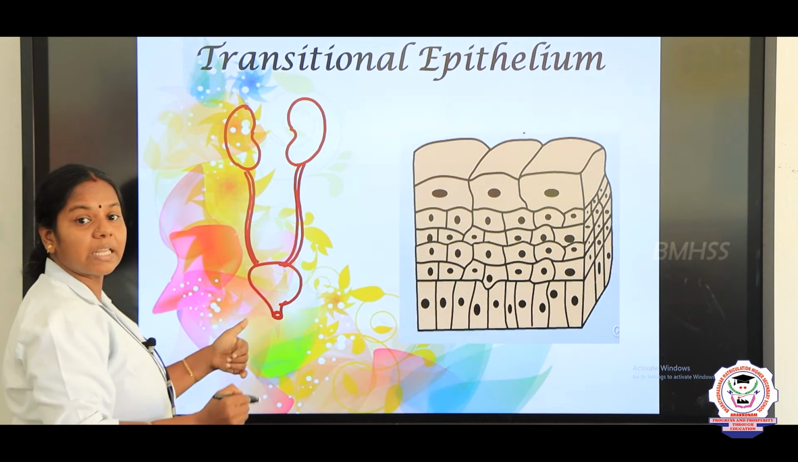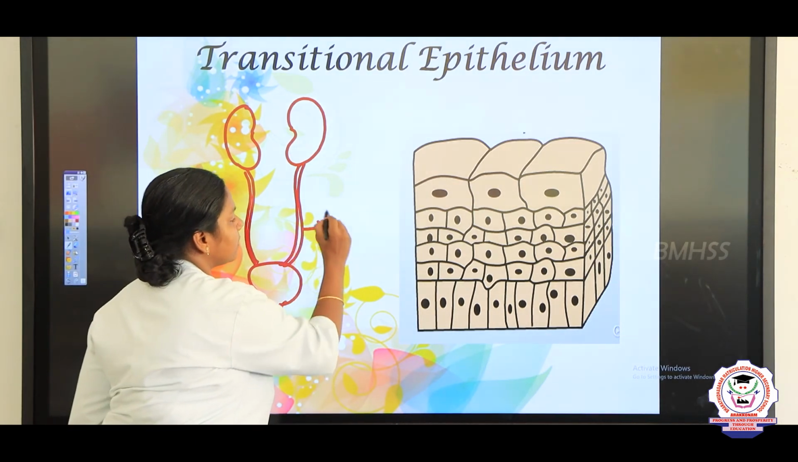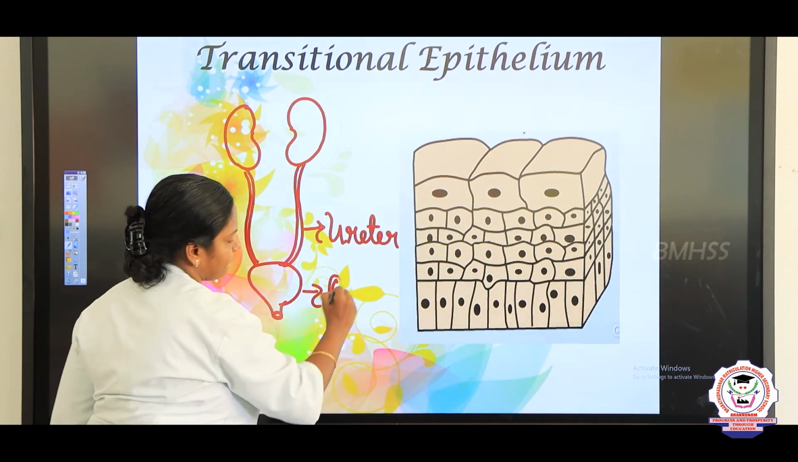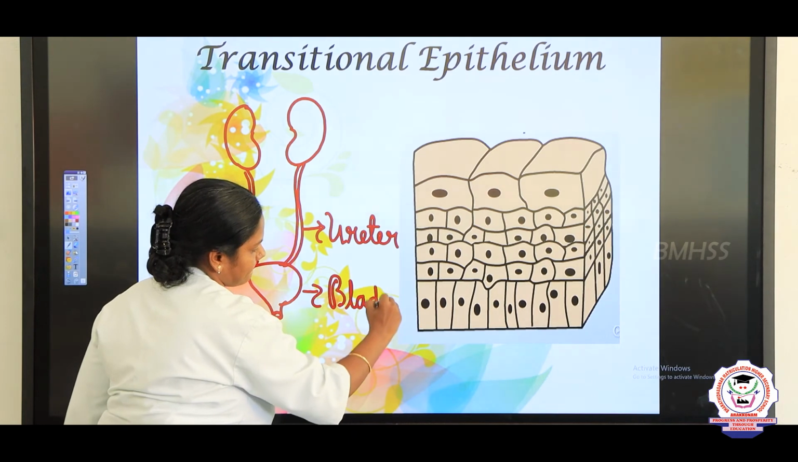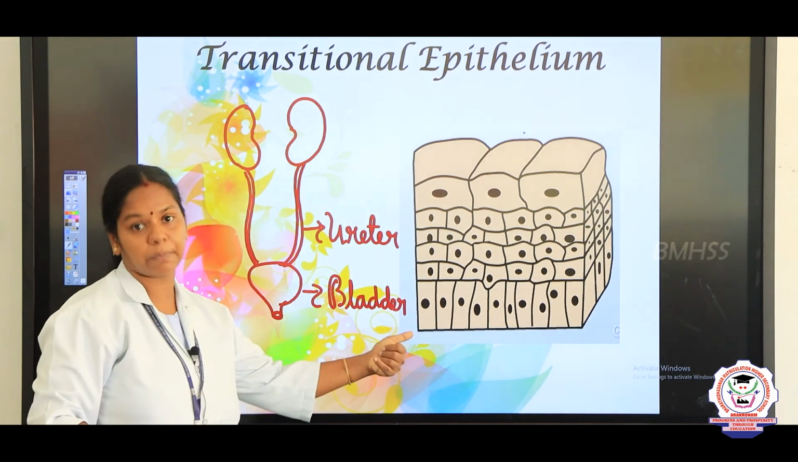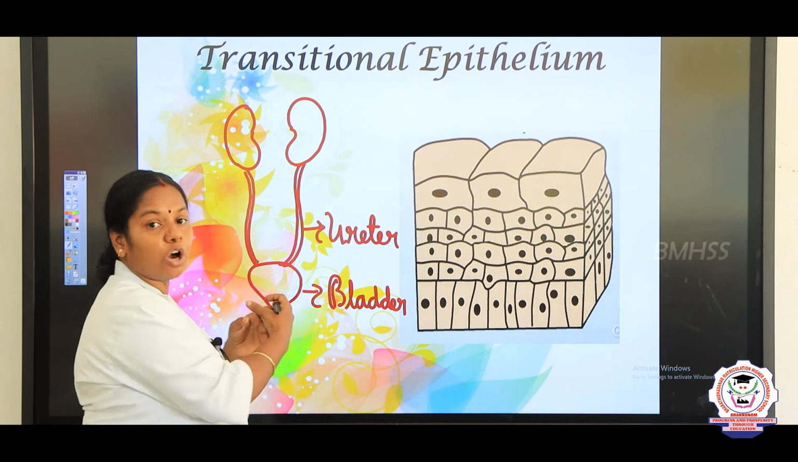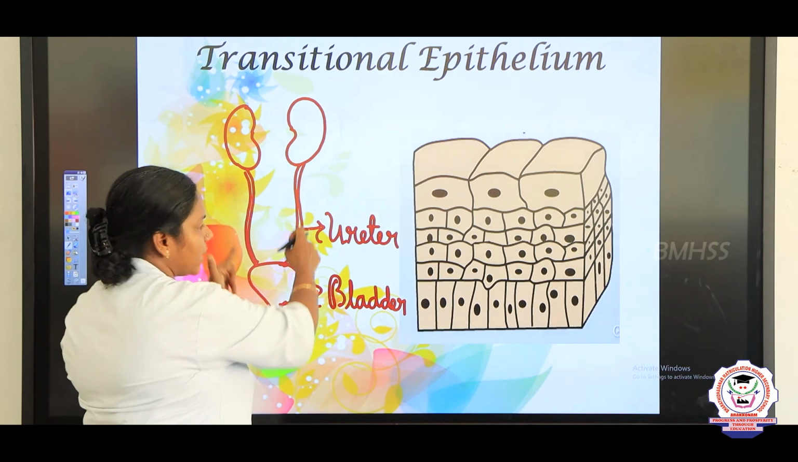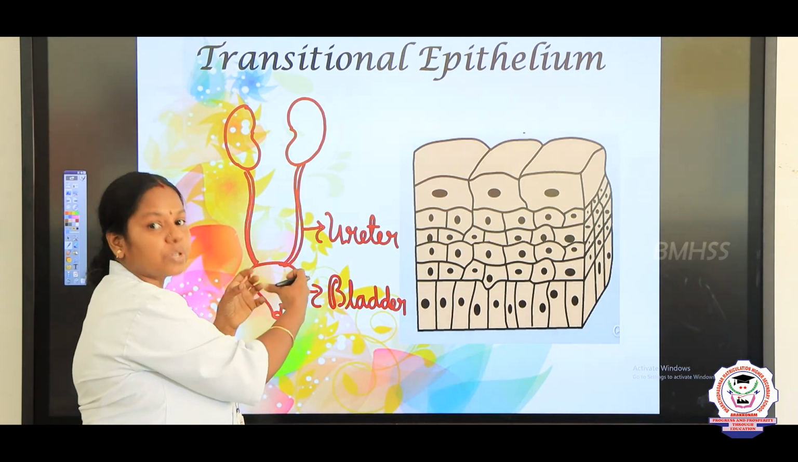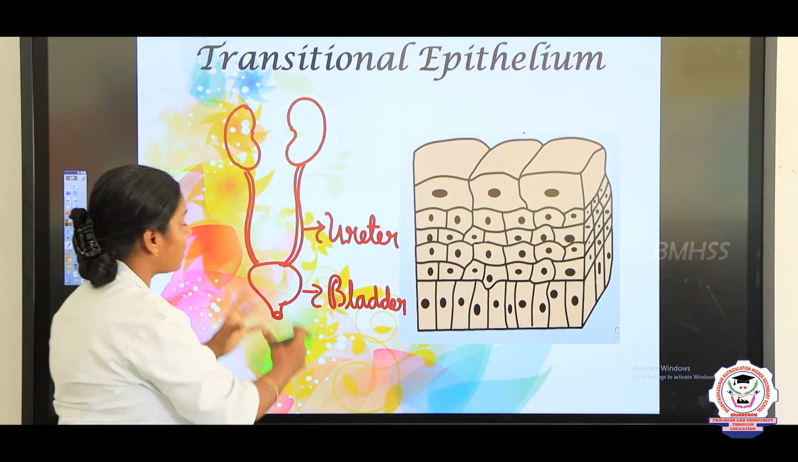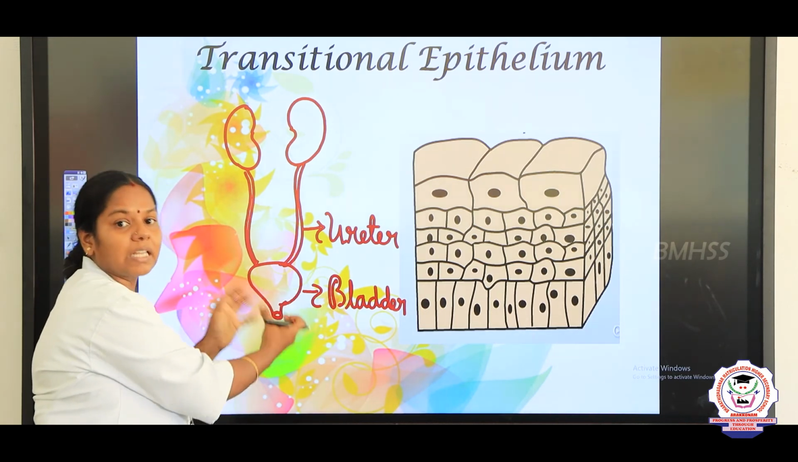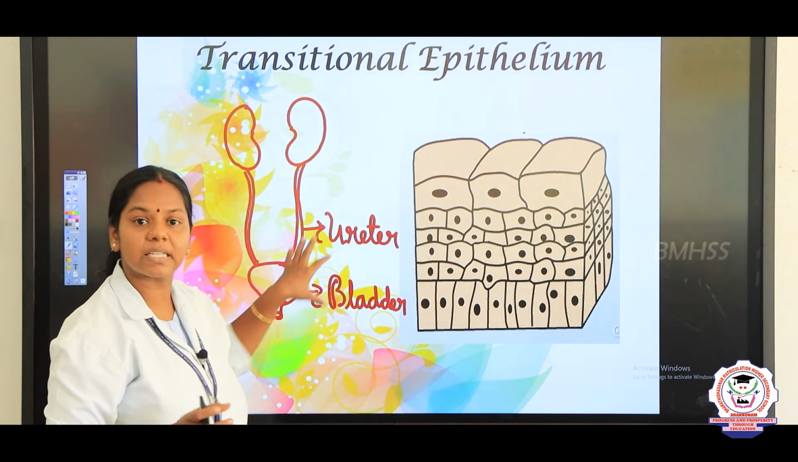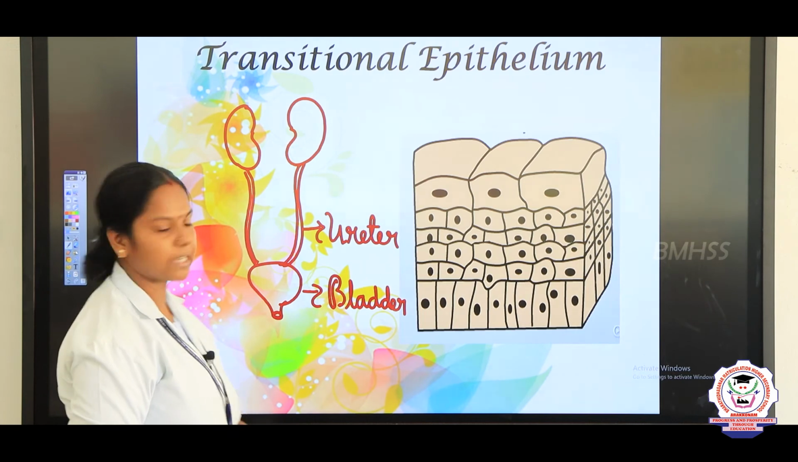So, here the epithelium which is present in the ureter and urinary bladder is transitional epithelium. They are capable of stretching. So, when the urine is passed through the ureter, the epithelium stretches and allows the passage of urine. Likewise, when the urine gets filled, automatically the urinary bladder increases in size. That is also due to this transitional epithelium present inside the urinary bladder.